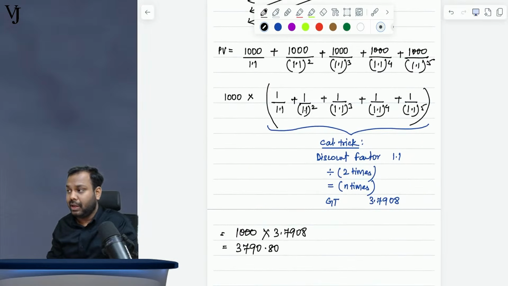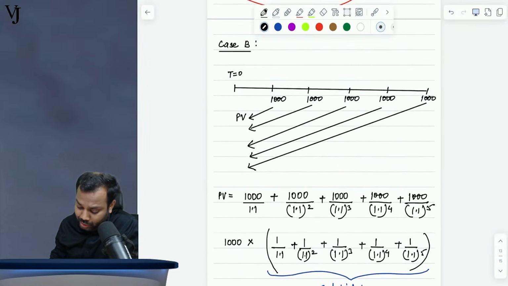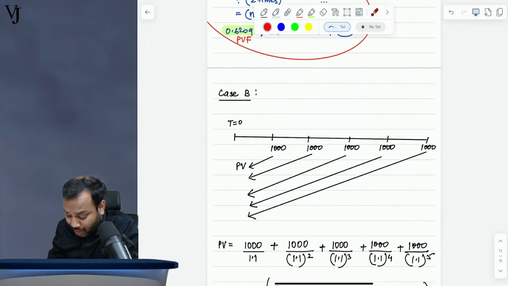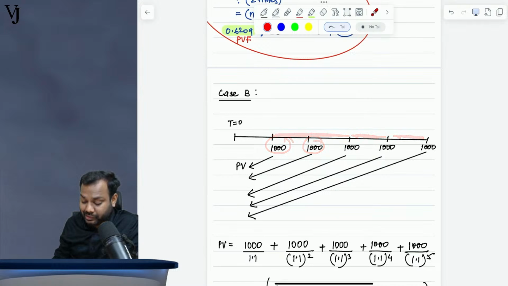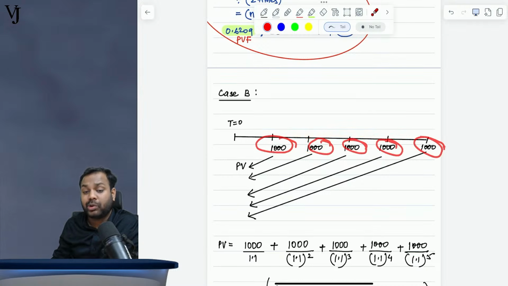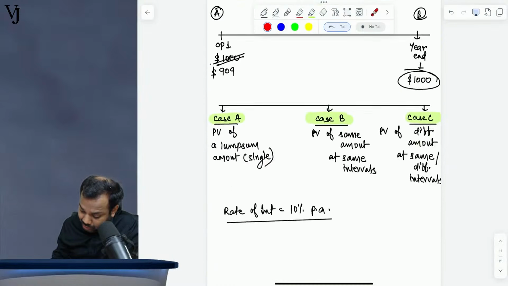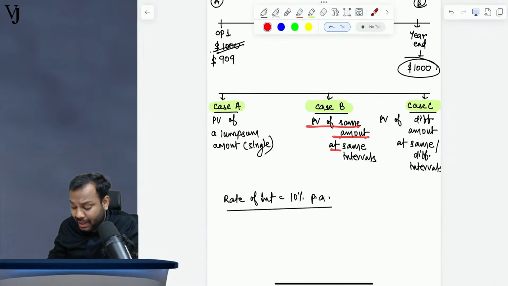But understand, we can apply this formula only when the amounts are same and there has to be the same interval: same amount, same interval. See here, present value of same amount at same intervals.